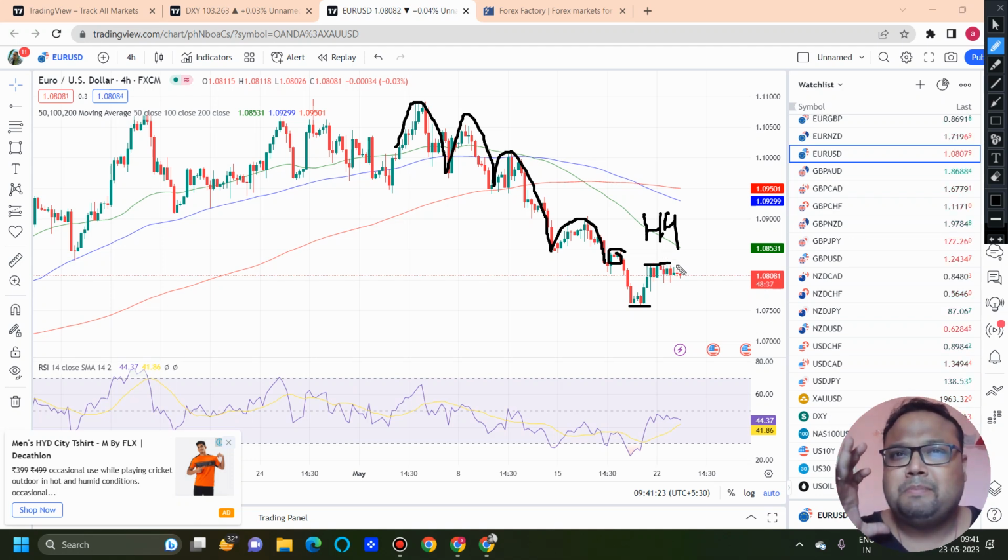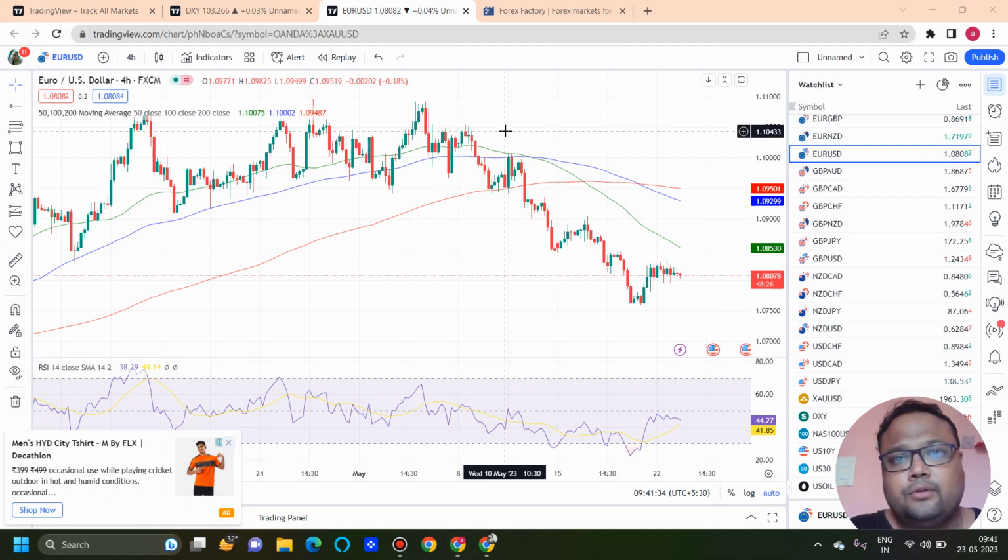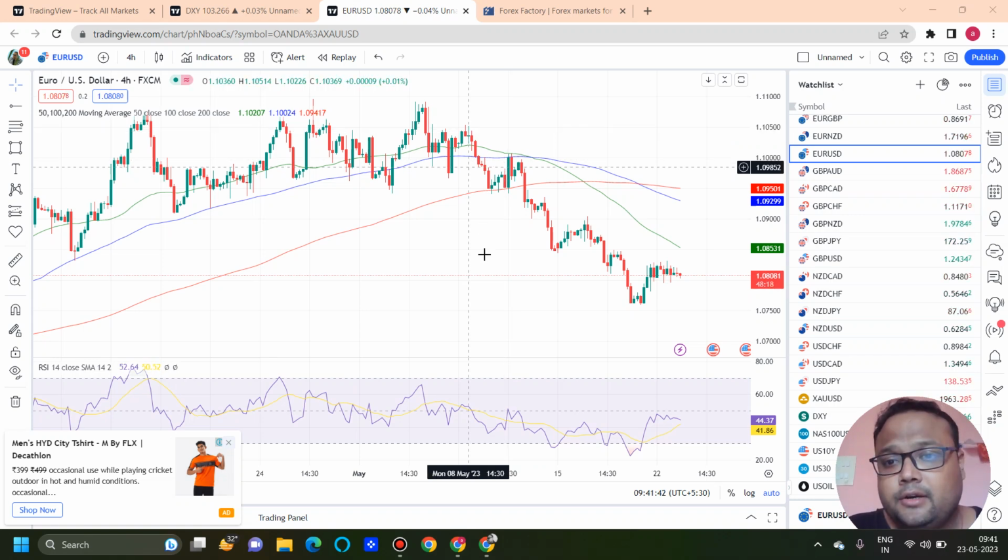So the market sentiment is still not very positive for EUR/USD, and if the same sentiment continues, then there's a good chance that we may get to see some downside on the chart of EUR/USD. But as the news is coming up, you should be careful and try to avoid EUR/USD until you get a clear picture regarding the direction.